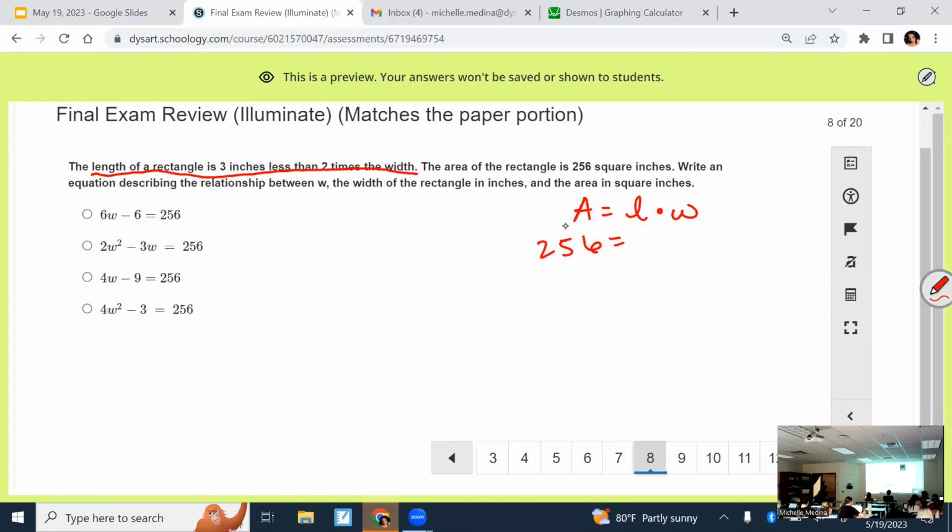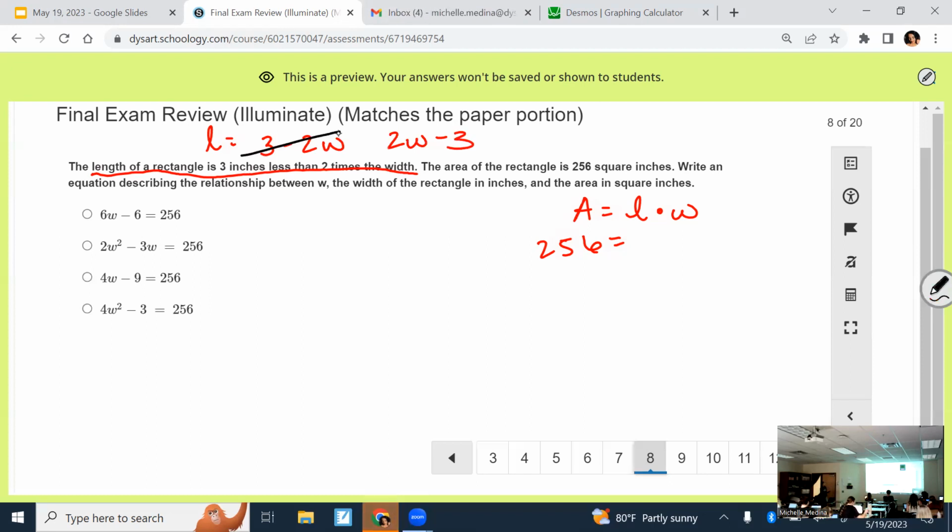Now, does it say anywhere else what the width is? No, it just says that they want to use W for width. So that will have to be an expression then. So the length equals 3 inches less than 2 times the width. So less than is what operation? So is it gonna be 3 minus 2 times the width or 2 times the width minus 3?